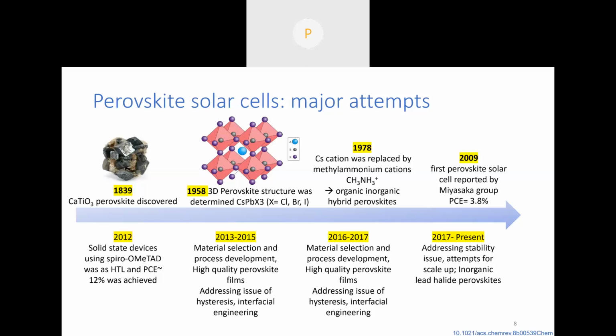Then from 2017 to present, people are working on scaling this up. There are lots of startups in this field now, and also work on inorganic lead halide perovskite to improve the stability of these solar cells. Next, please.